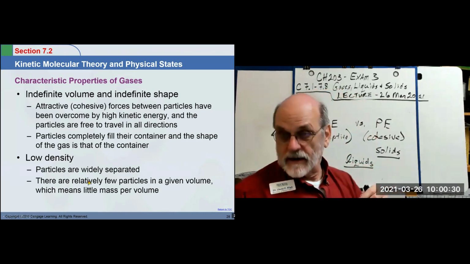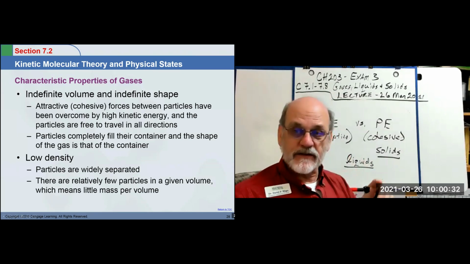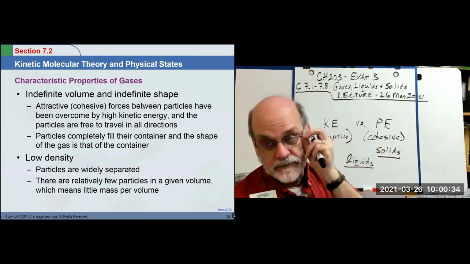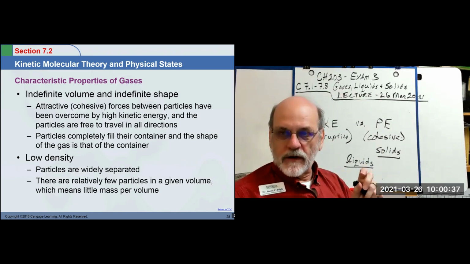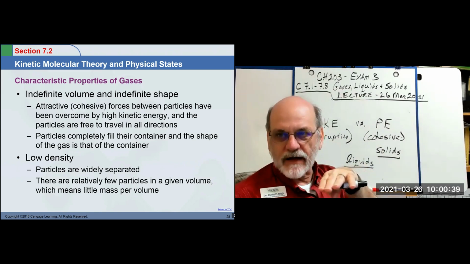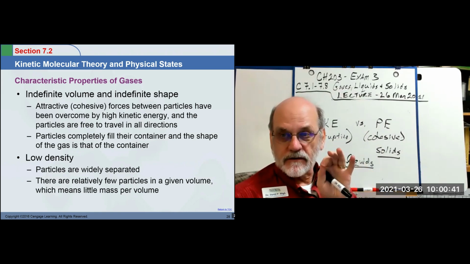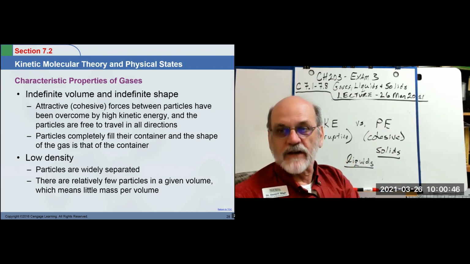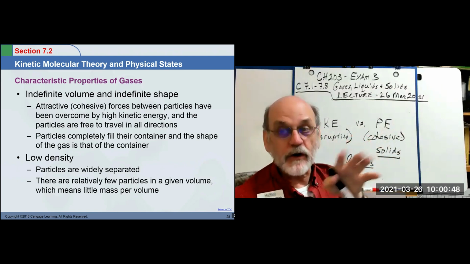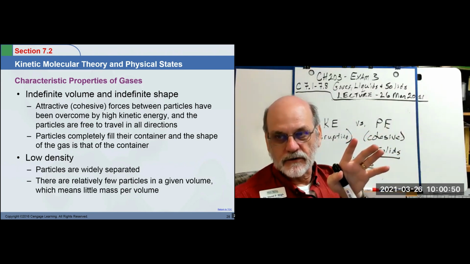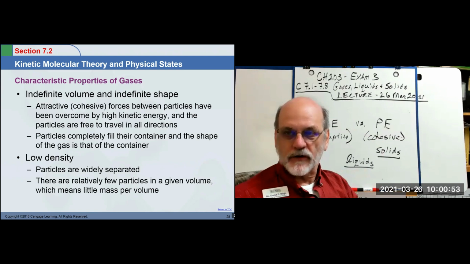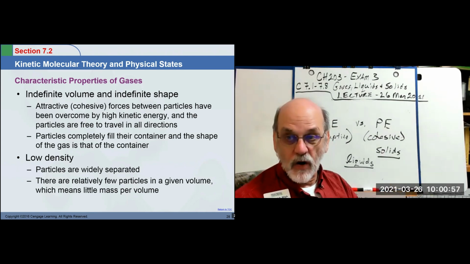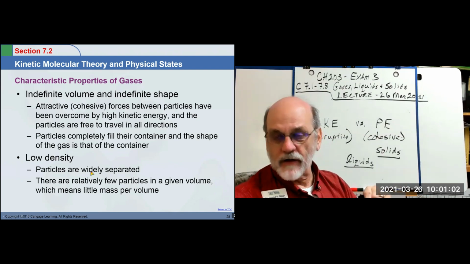And now, density. Remember, density is mass divided by volume. So if you have a definite volume, and the mass is related to the number of particles, and there's a lot of space in there, that means there are very few particles. So there's very low mass. So the density calculation for a gas is going to be a very low number because of all this empty space.